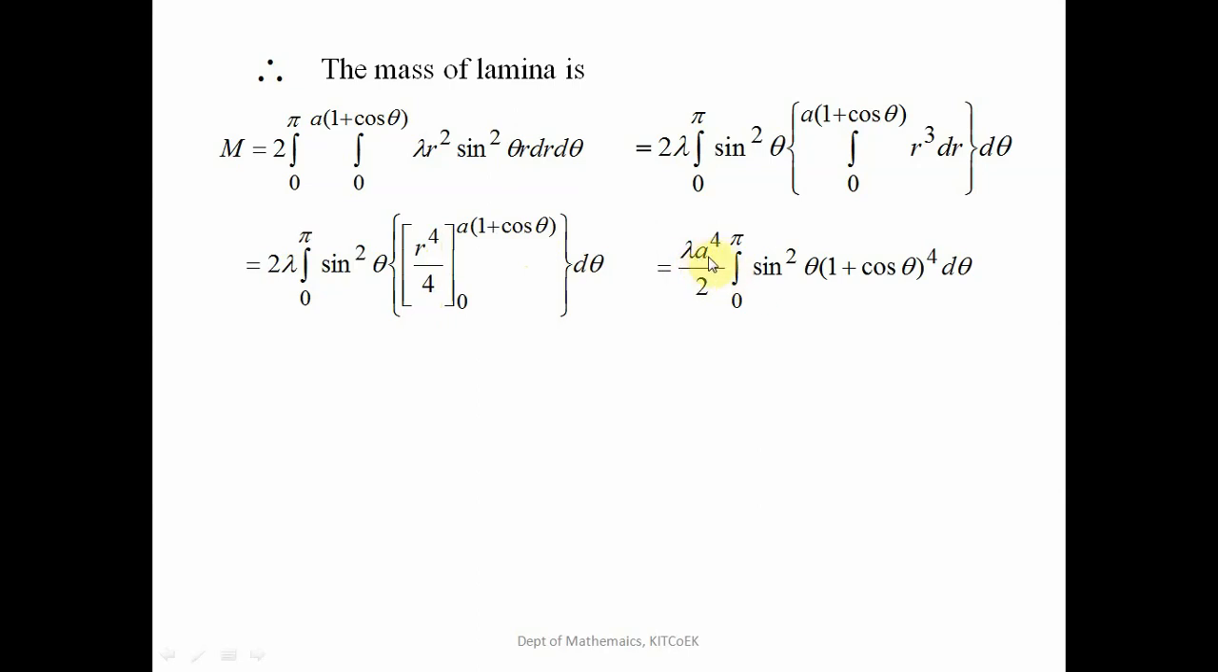So a raised to 4, the constant, again taken outside, it will become lambda a raised to 4 upon 4. So 2 by 4 will become 1 by 2, integration 0 to pi sine square theta, as it is, 1 plus cos theta raised to 4 d theta. This is the regular definite integral. Now to evaluate this integral further, we will see that this integral cannot be evaluated directly.